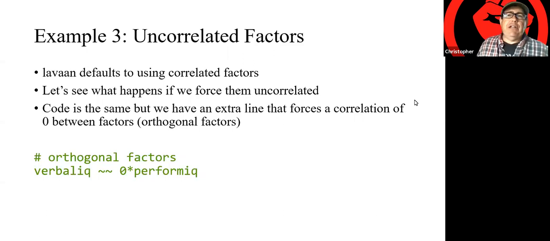Just as another piece to take a quick look at, lavaan defaults to using correlated factors, but I thought we could see what happens if we force the factors to be uncorrelated. It's the exact same code, except I add a line here, verbal IQ, tilde, tilde. Tilde, tilde represents correlations between variables. And then I put 0 times performance IQ. What that does is set the correlation between those two latent variables as 0, meaning that it would now be orthogonal factors.